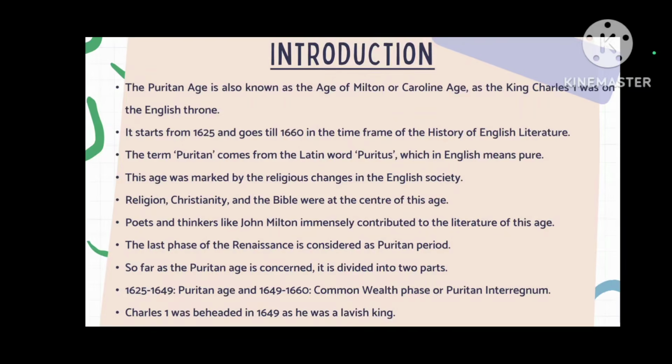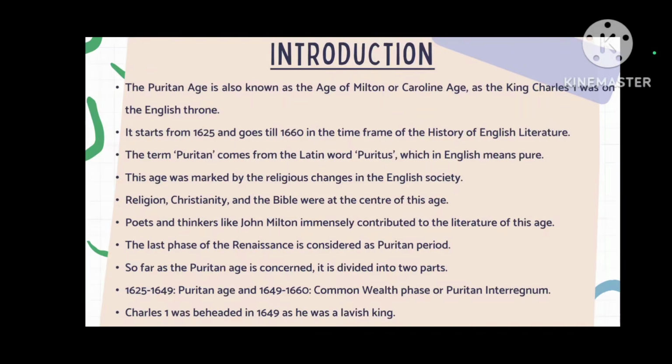He was killed by the general public, and there was no rule in England. The Parliament was governed by the Puritans. It was also known as the Parliament of Sage, and that's why the Commonwealth period came into existence, where Charles I was beheaded and there was no monarch in England, right? The last point says Charles I was beheaded in 1649 as he was a lavish king.